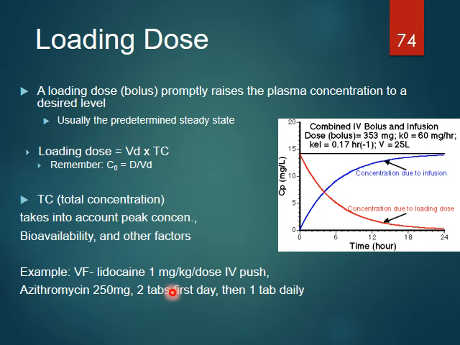A good oral example would be a drug like azithromycin, which is an antibiotic, in which you would give 2 tablets on the first day to help achieve a steady state concentration right off the bat, and then you'd give 1 tablet daily thereafter in order to help maintain that. This 1 tab daily would be considered what we call a maintenance dose. It helps to maintain drug levels at that steady state concentration.